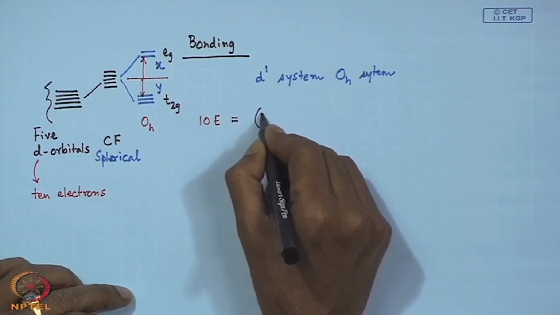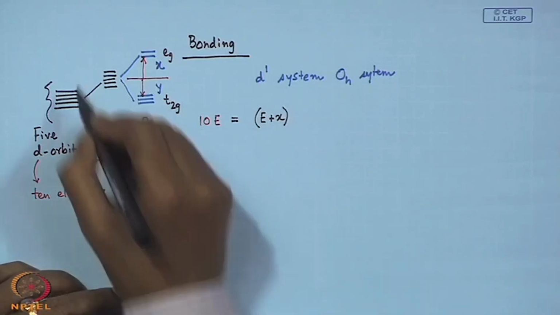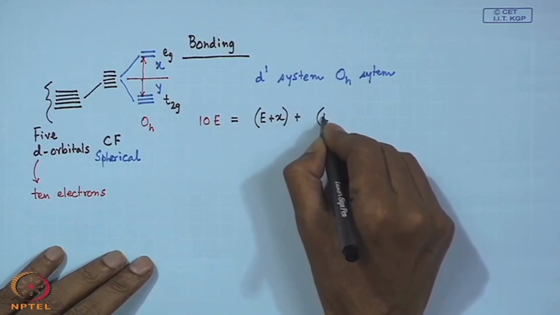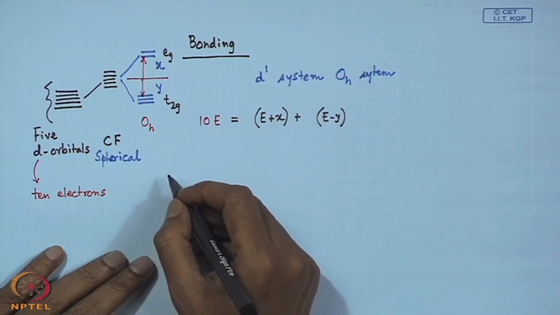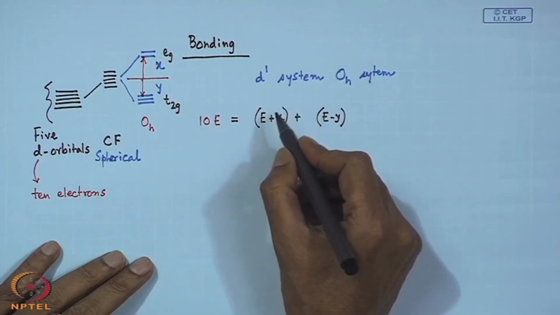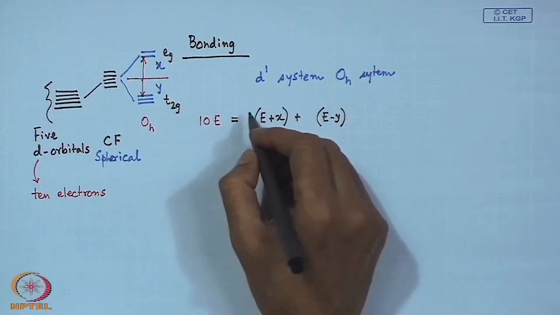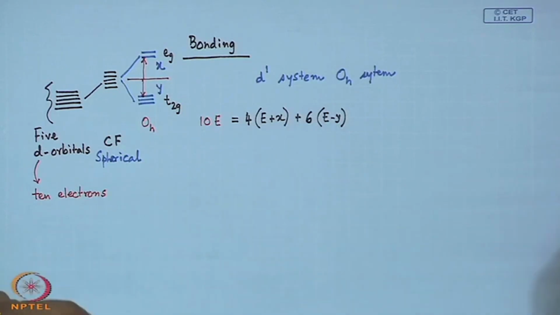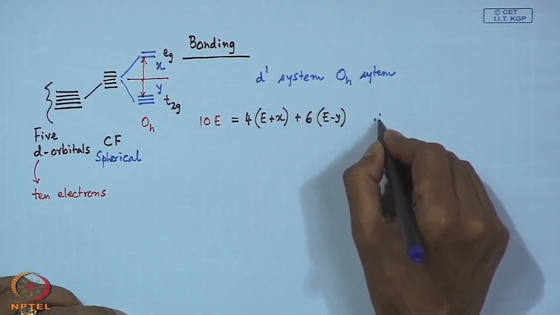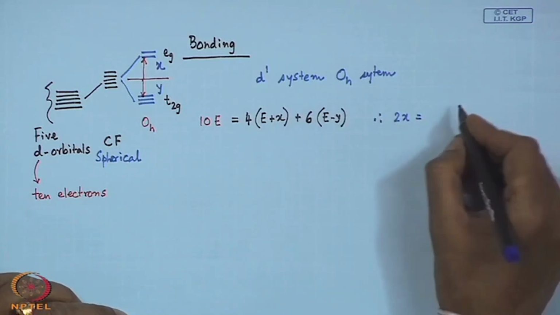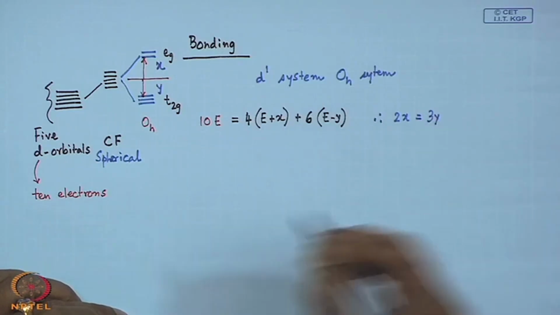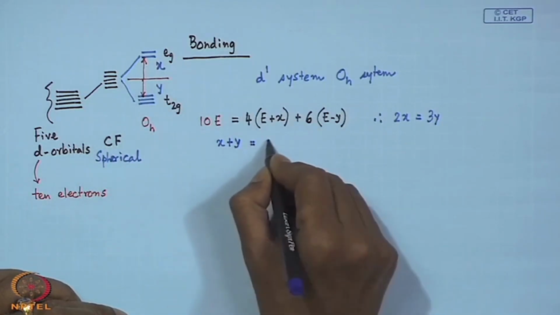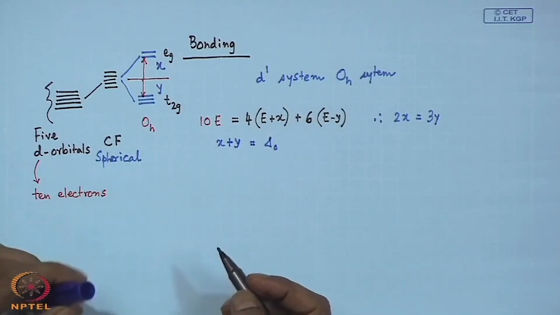So, the upper one would be E plus x, because the energy of the unsplit level is E, and the lower would be E minus y. In this particular case, the t2g level has 4 electrons and the eg level has 6 electrons. So, altogether these electrons give rise to the equivalency of 2x with 3y, and the entire x plus y value is nothing but the crystal field splitting in octahedral geometry.